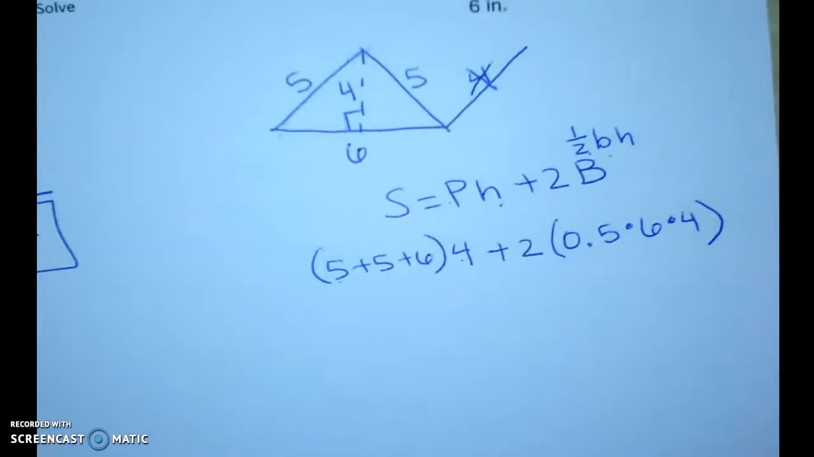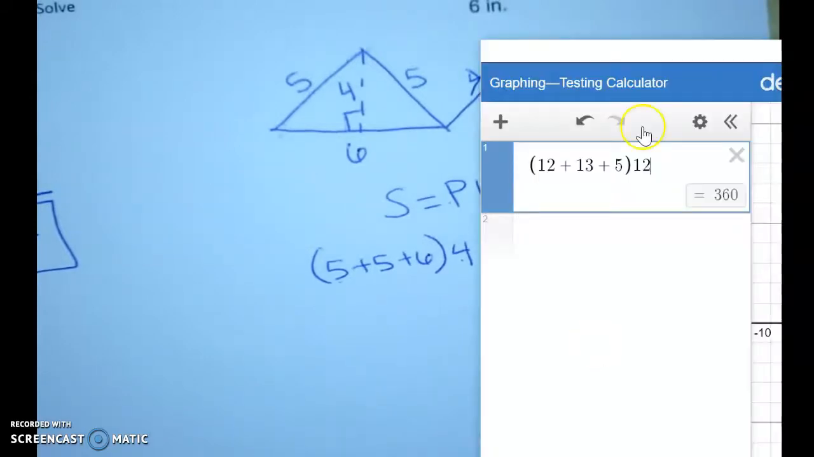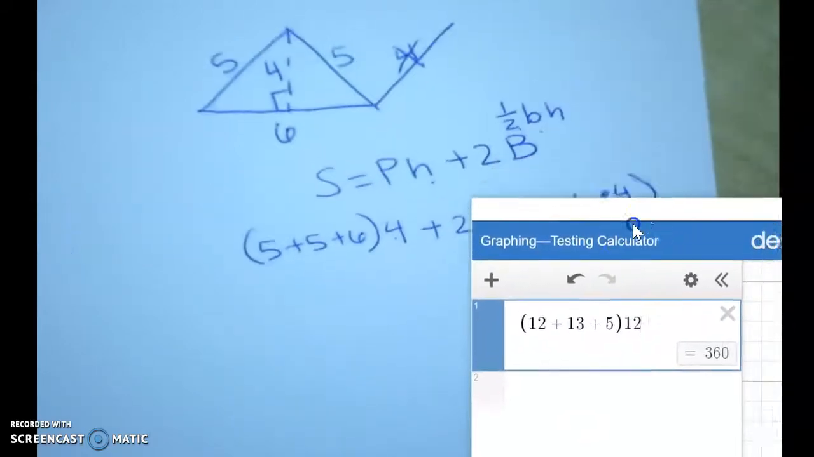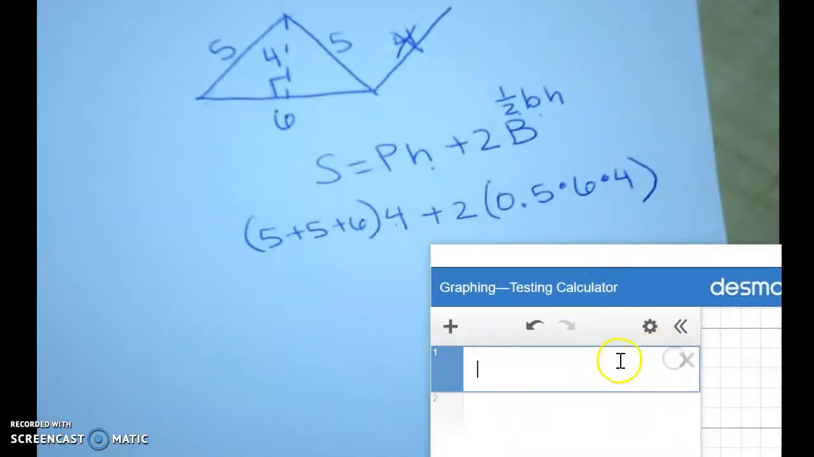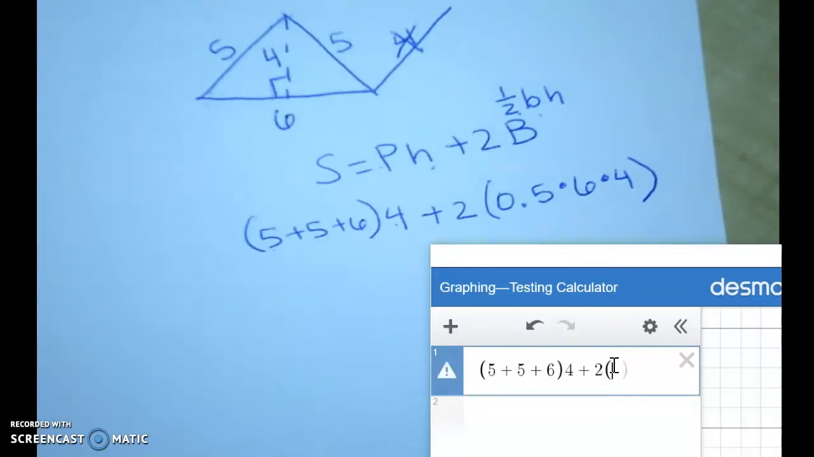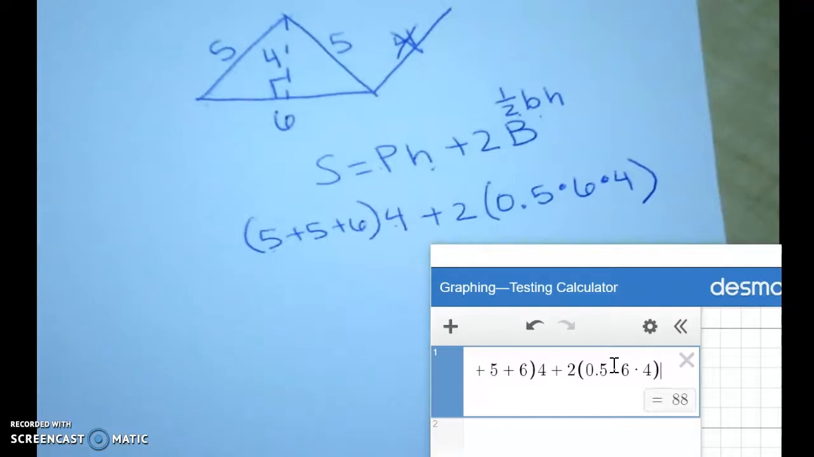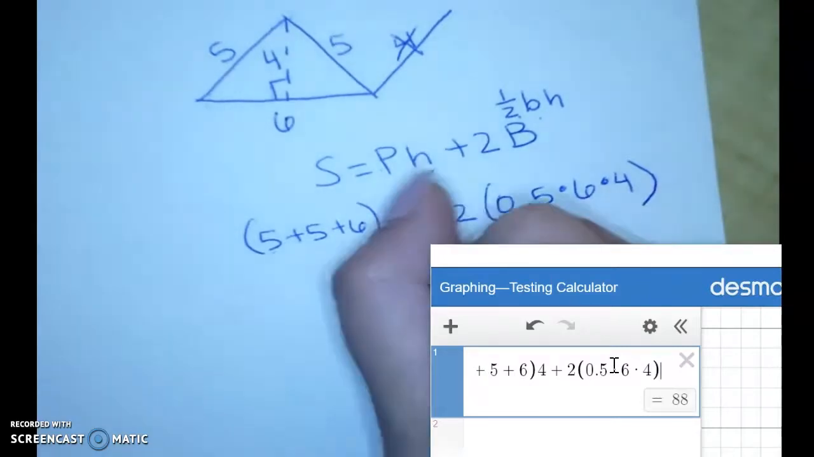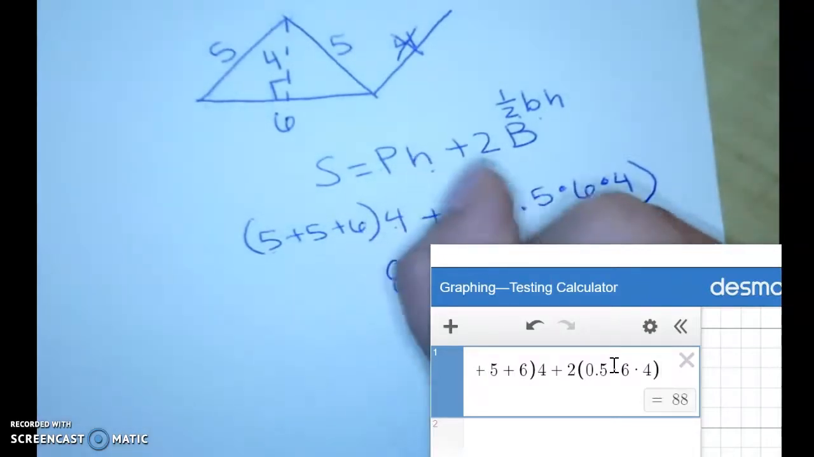Okay, so now at this point, we're just going to type it in on Desmos. And you type it in exactly as you see it. So 5 plus 5 plus 6 times 4 plus 2 times 0.5 times 6 times 4. So your total surface area of this triangle is 88 square inches.